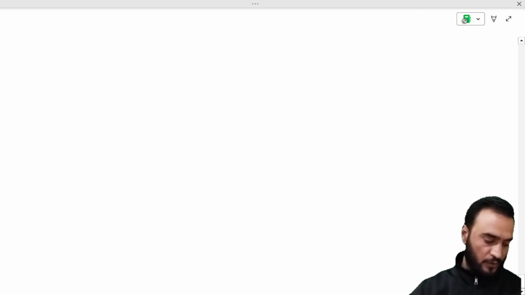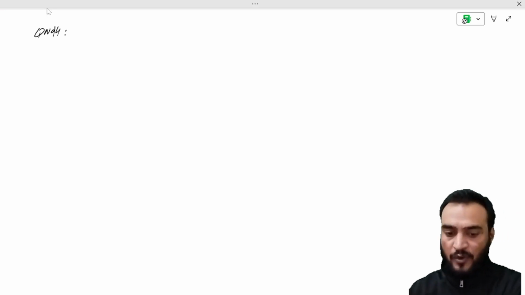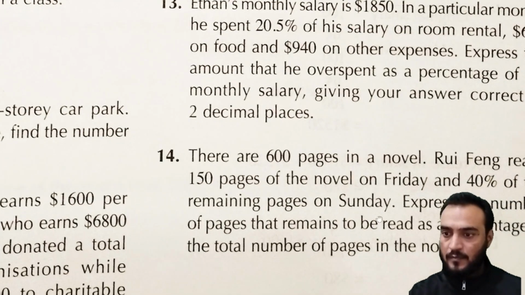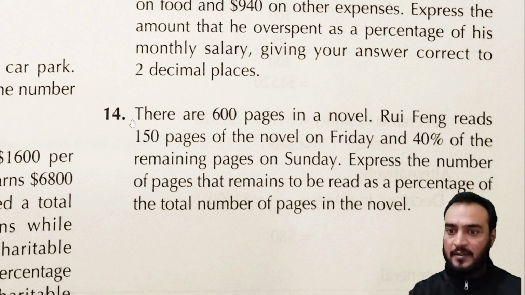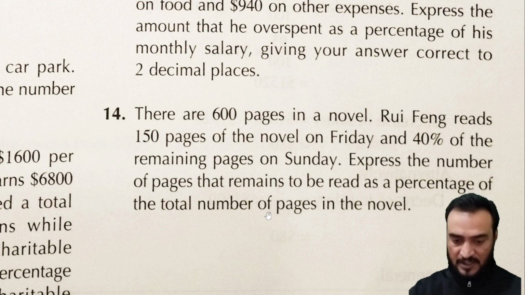So now let us move toward the last question of this exercise, that is question number 14. There are total 600 pages in a novel. Rui Feng read 150 pages of the novel on Friday and 40% of the remaining pages on Sunday. Express the number of pages that remain to be read as a percentage of the total number of pages in the novel.